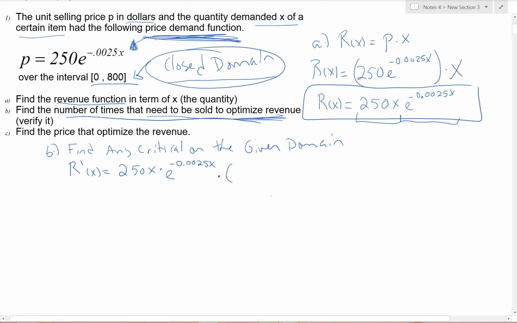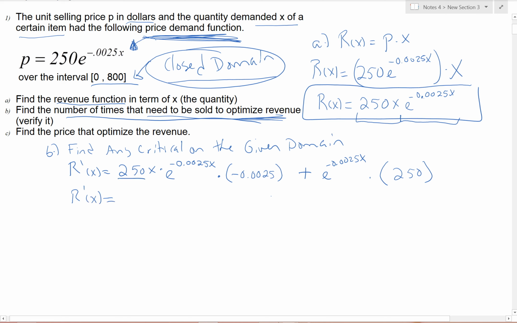But we're not done yet. That's just the outside of the e. We have to remember times the derivative of the inside, so times the derivative of negative 0.0025x, which is just that constant decimal. That's the first times the derivative of the second, plus the second, the e term, times the derivative of the first, the derivative of 250x, which is just 250. There's my derivative: 250x e to the negative exponent times that negative constant, plus e times 250. I know I'm going to eventually solve for my critical values, so I'm going to simplify before I get to the 0 step.